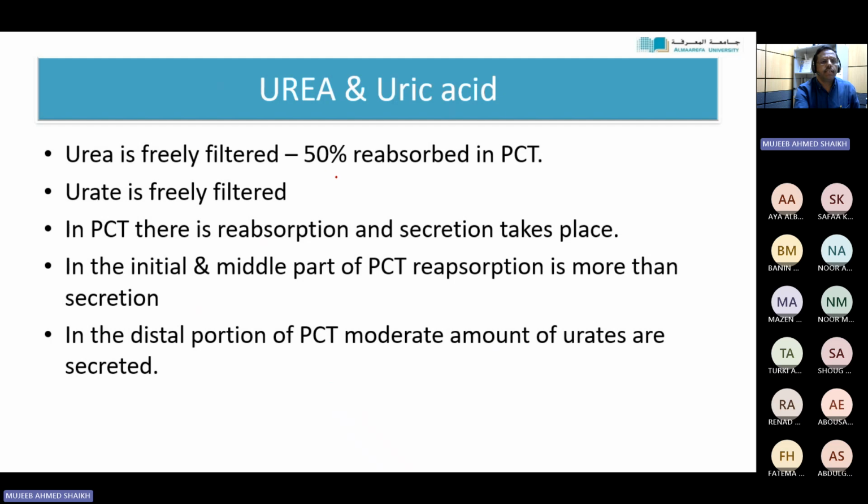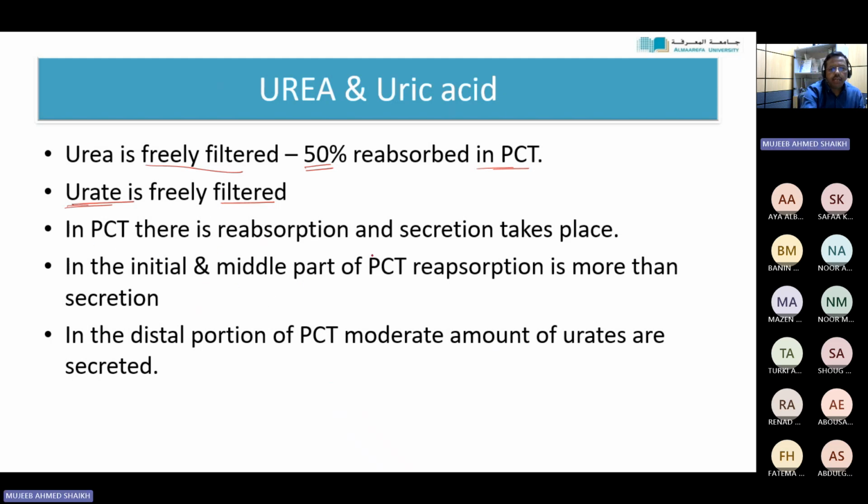Another example of secretion is urea and uric acid. Urea, which is an end product or byproduct of metabolism of protein, is freely filtered, and 50% is reabsorbed in the proximal convoluted tubule, and then 50% is secreted and removed from the body. So actually 50% is lost from the body. Urates are nothing but the salts of urea. They are also freely filtered and will be removed from the body by the process of secretion.